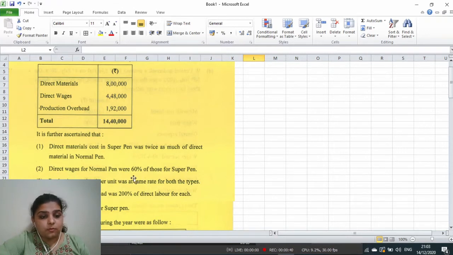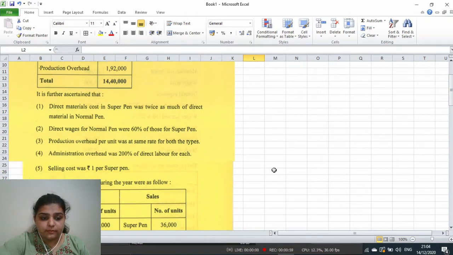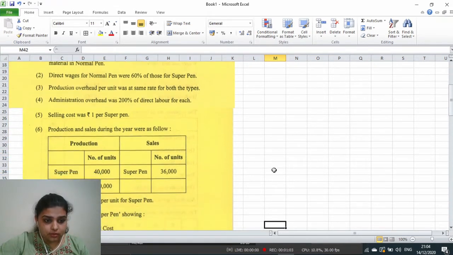Direct wages for normal pen were 60% of those of super pen. Production overhead per unit was at the same rate for both the types. Admin overheads was 200% of direct labor for each. Selling cost was rupees 1 per super pen. Production and sales during the year were as under.